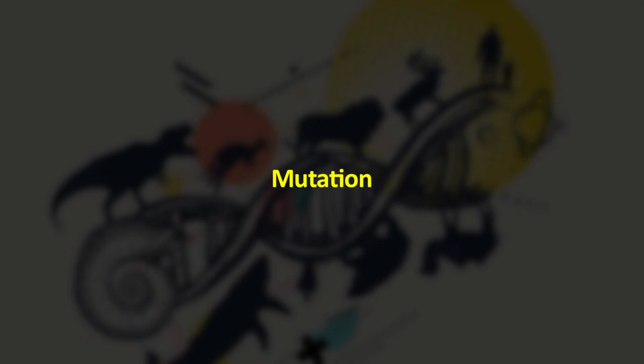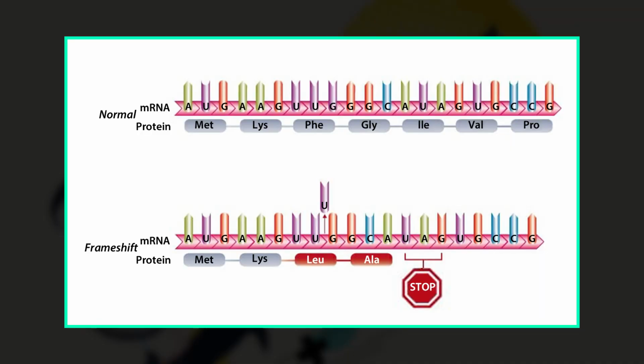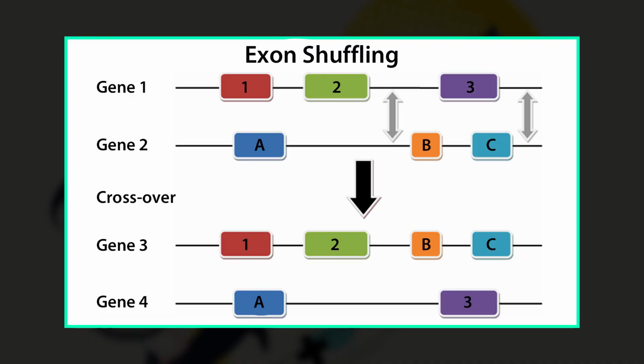The second one is mutation. Accidental mutations are accountable for the alterations that take place in the DNA. As a result of the change in nucleotide sequences, a frameshift mutation occurs which causes the genome to mutate. This is more common in prokaryotes than in other organisms. Exon shuffling is a term used to describe the process of rearranging exons in a genome.